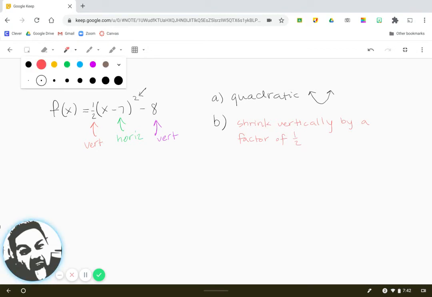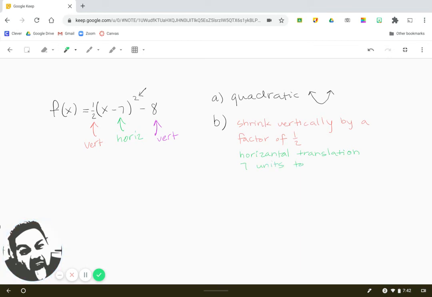Now, my second transformation is that green one, right? So the green inside. So that right there is a horizontal shift to the right by 7, or you can say it's a horizontal translation, 7 units to the right. And that would describe that 7 that's inside the parentheses.